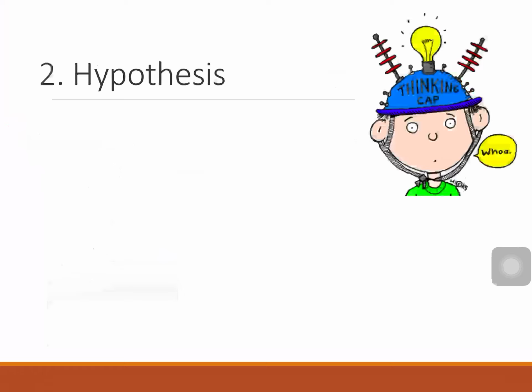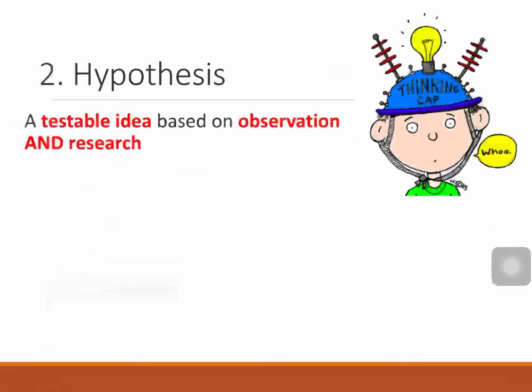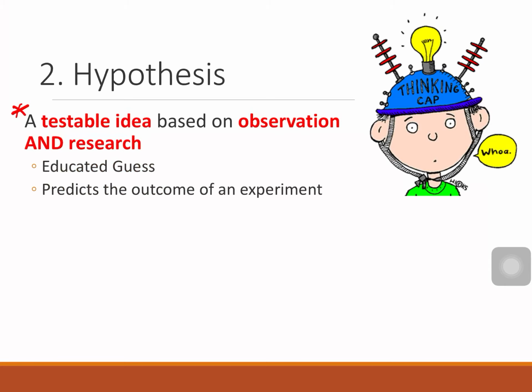Step number two is to form a hypothesis. And you've probably heard this word since you were just a little tyke. So a hypothesis, its definition is a testable idea. Okay, it has to be testable, and it's based on your observation and then research as well. And we will be doing a lot of research in biology during our lab portions of the class. Okay, you might have heard of it as an educated guess at some point. This is going to predict an outcome of an experiment.